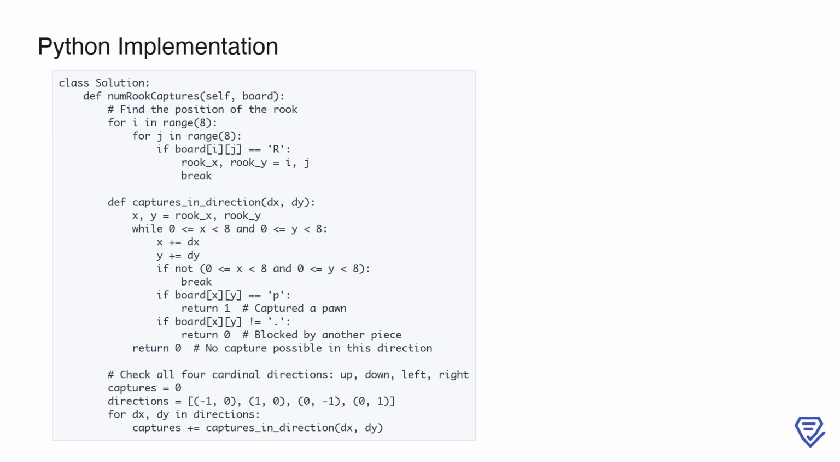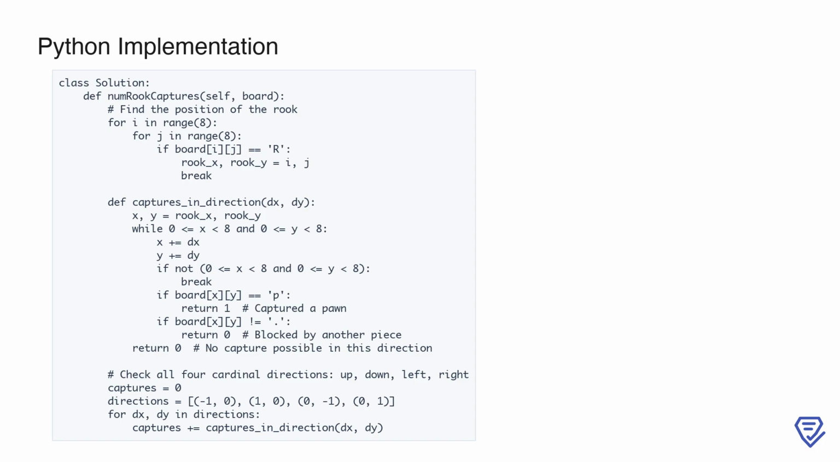Here, we begin by defining a class called Solution and a method inside it named numberRookCaptures. This method takes a single parameter, board, which represents an 8 by 8 chessboard. The first step is to locate the position of the rook on the board. To do this, we use 2 nested loops to iterate through each cell. When we find the cell containing R, which represents the rook, we store its coordinates in rook_x and rook_y, then break out of the loop.